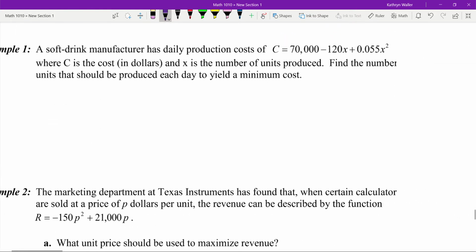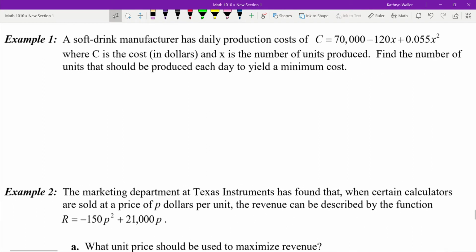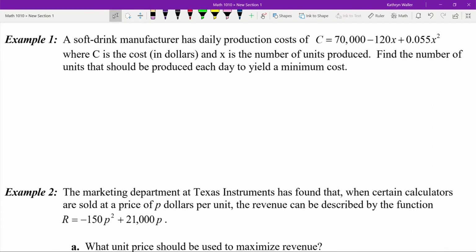All right, here we go with question number 1. A soft drink manufacturer has a daily production cost represented by this equation, where C is the cost in dollars and X is the number of units produced. Find the number of units that should be produced each day to yield a minimum cost. Okay, everybody freeze for 2 seconds.